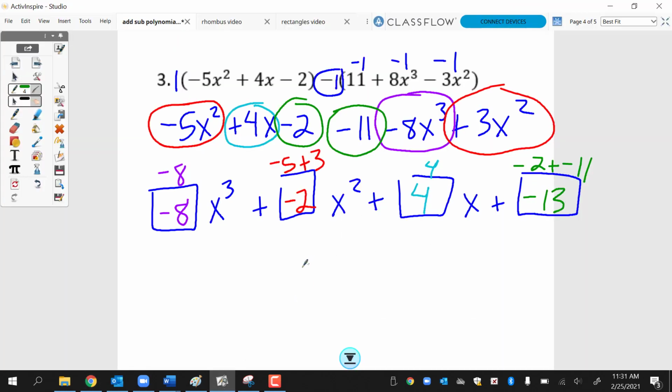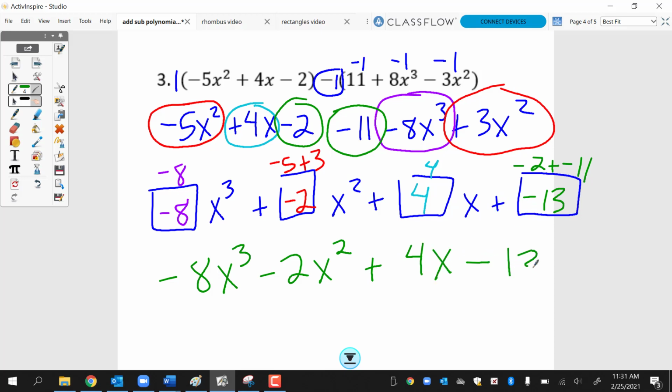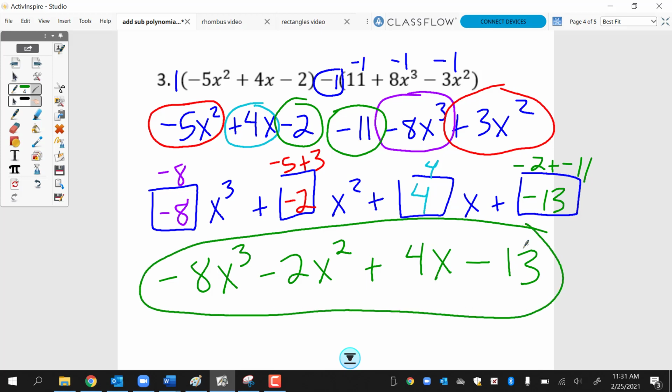Okay, so now, how do I write this as my answer? So I have negative 8x to the 3rd. Like I always put a plus sign. If this is a negative number in there, I do not need to put plus negative. I just put the minus sign. Okay, same thing over here. I have a plus and negative. I just put the minus sign. Final answer. None of those can go together.